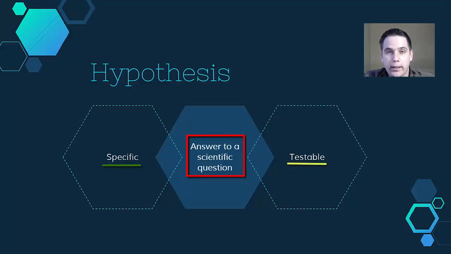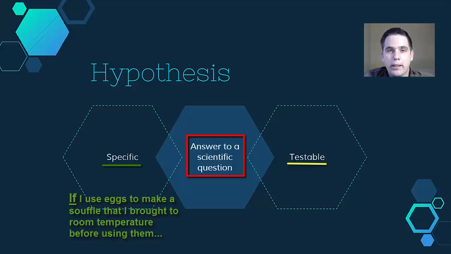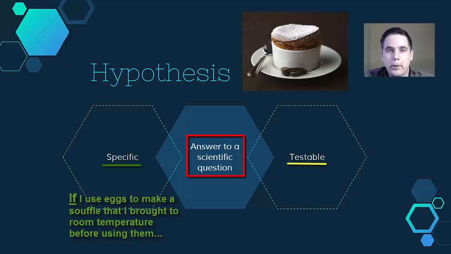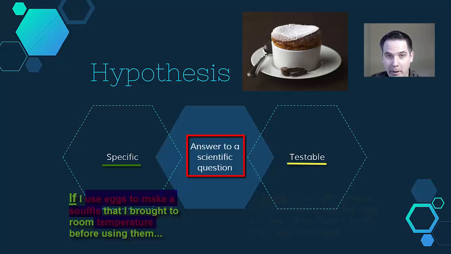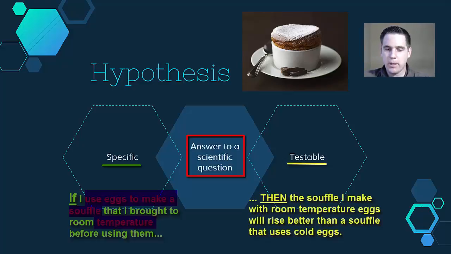So for example, let's look at the souffle hypothesis. If I use eggs to make a souffle that I brought to room temperature before using them, it is specific because you can tell exactly what I'm trying to test, and you can tell exactly how I'm going to test it. But there's another part to my hypothesis. Then the souffle I make with room temperature eggs will rise better than a souffle that uses cold eggs. That's testable. I just made my hypothesis testable by giving you a way to tell if it fails or succeeds.